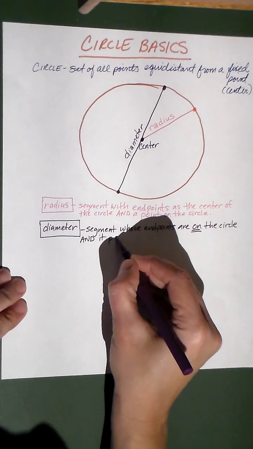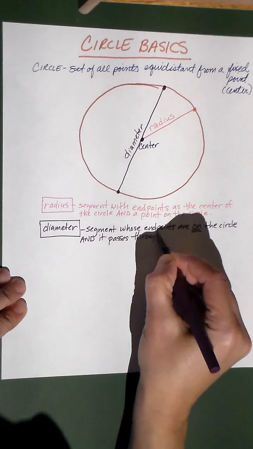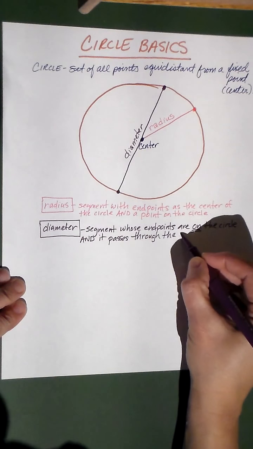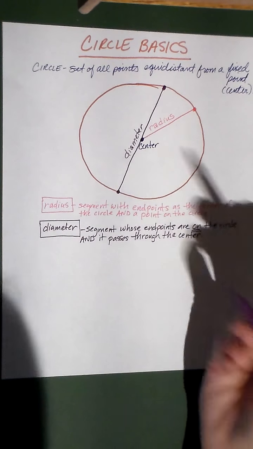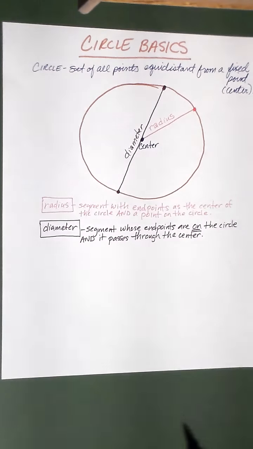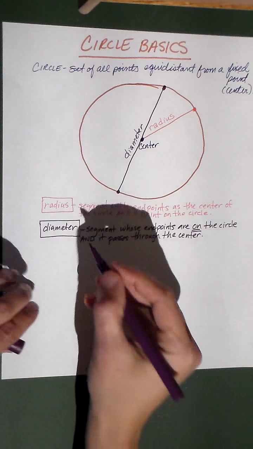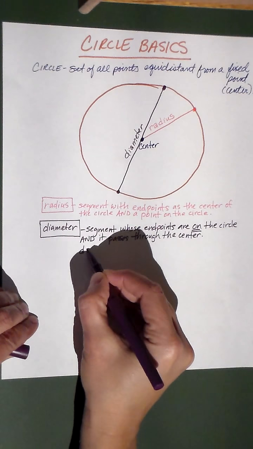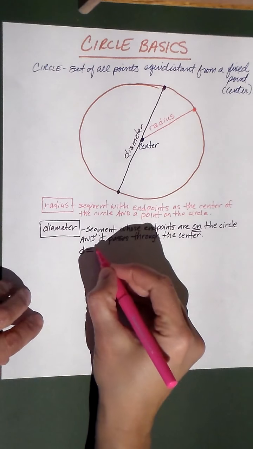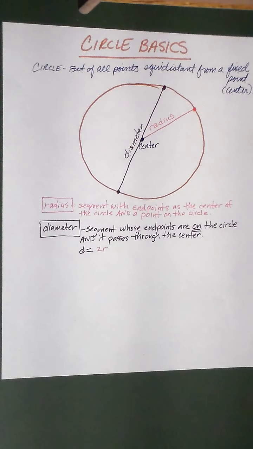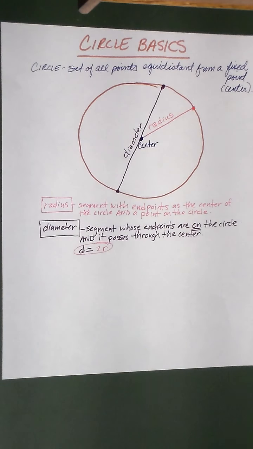It passes through the center. Sorry about the shadow being created here. It passes through the center. So the diameter not only has to have endpoints on the circle, it has to pass through the center of the circle. So that's the diameter. Now, one thing about the diameter is the diameter is equal to 2 times the radius, because d equals 2r. And why is that? Well, the radius is halfway, the diameter is all the way.